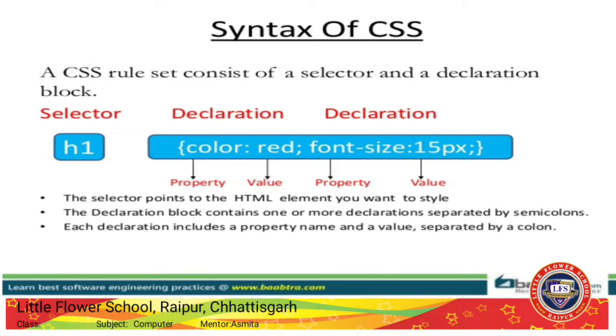Next is the declaration block, which contains one or more declarations separated by semicolons. In the example here you can see there are two declarations, both separated by semicolons. One is for the color and the second is for the font size. And third, each declaration includes a property name and a value separated by a colon. So first we write a property and then we write the value, both separated by a colon. That is the syntax of CSS.